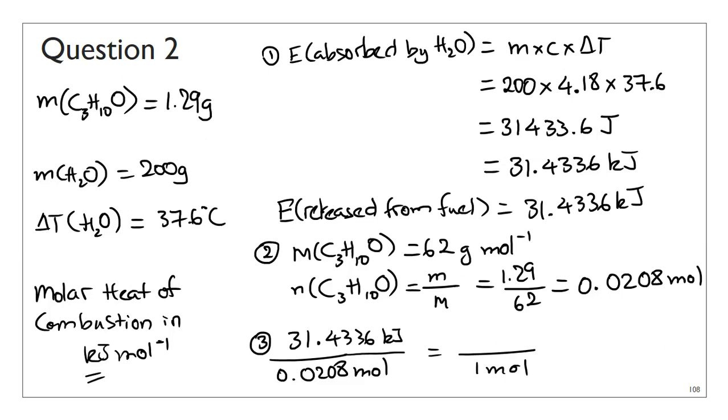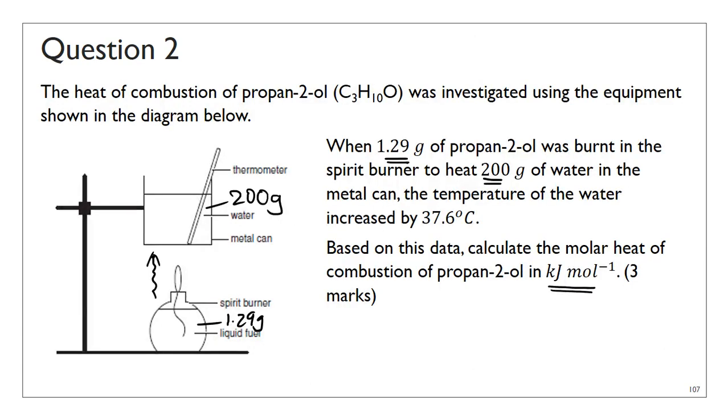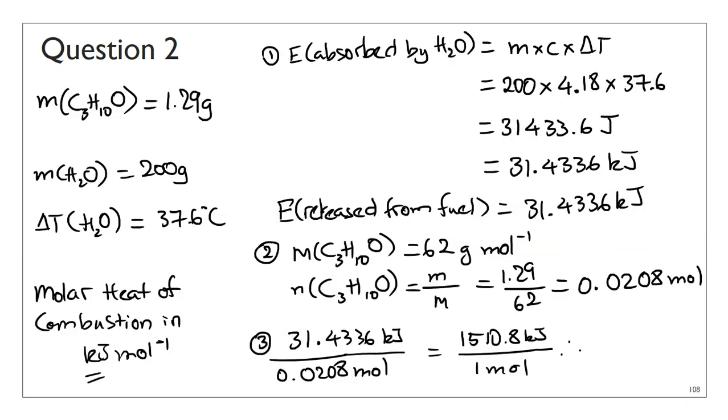Okay, I'm just going to try to get the exact value. So 1510.8 kilojoules is the amount of energy released from the combustion of 1 mole of propan-2-ol. Let's go back to the question. We're looking at 3 significant figures, so the final answer is going to be 1.51 times 10 to the 3 kilojoules per mole. So that's the molar heat of combustion. Once again, we're looking at heat, not enthalpy, so you don't need a negative number. And that is it for question 2.